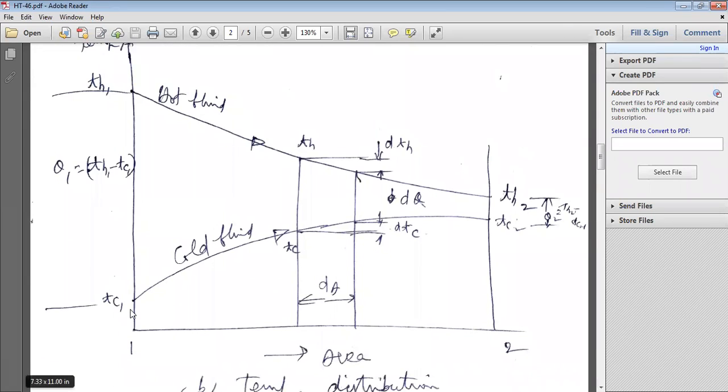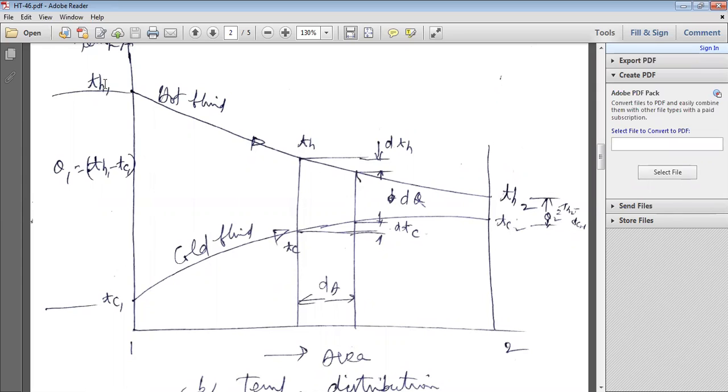Next, the cold fluid temperature increases, because whenever there is heat transfer from the hot fluid to the cold fluid, the cold fluid temperature increases from TC1 to TC2. What is TC1? The temperature of the cold fluid at the inlet. One is inlet, two is outlet. And TC2 is the temperature of the cold fluid at the outlet.